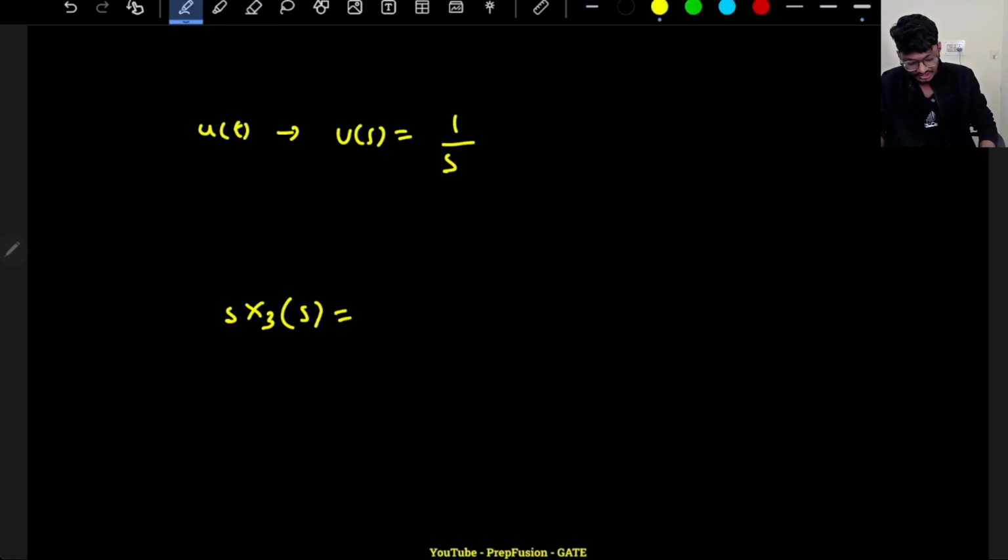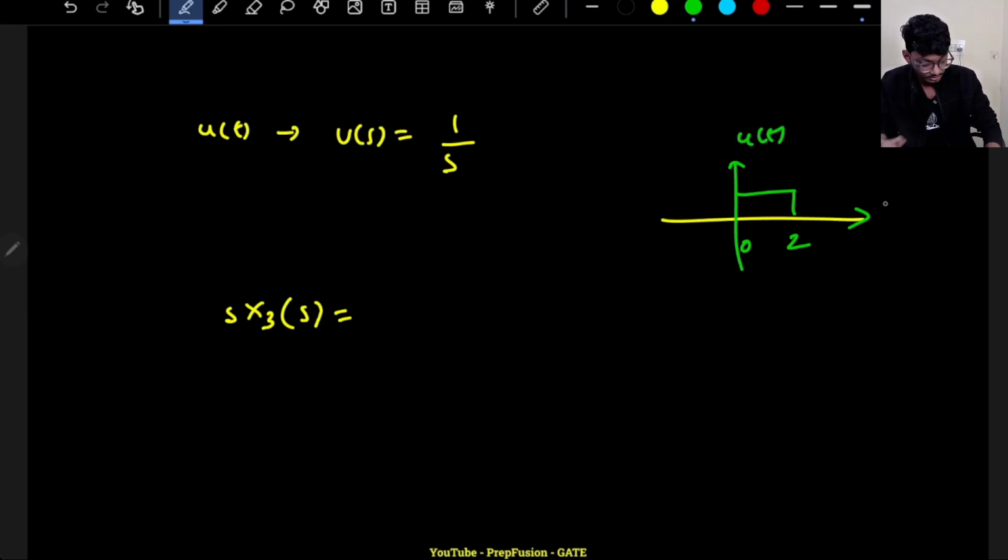So let me check for this finite duration signal, because that is also a bounded input. Let's assume it is a signal like this, between t equals 0 and t equals 2. This is my input u of t. Is this a unit step? No. This is u of t minus u of t minus 2.